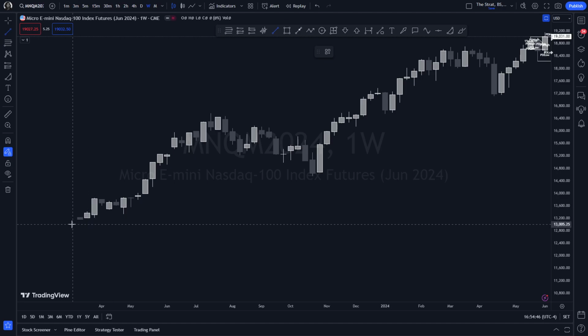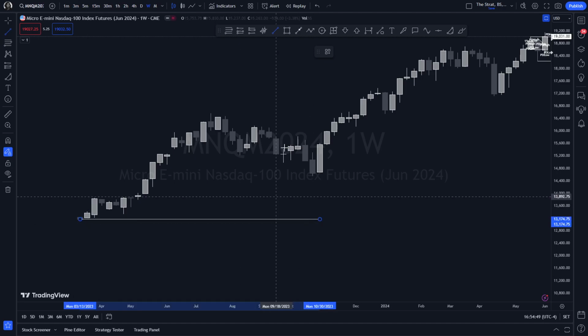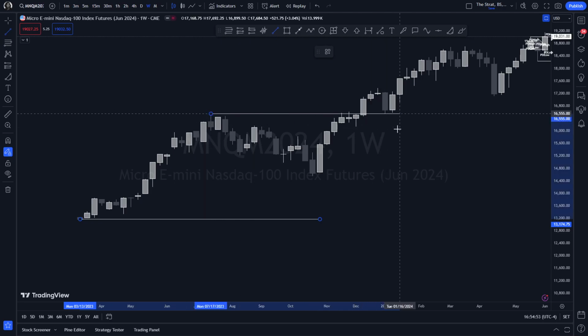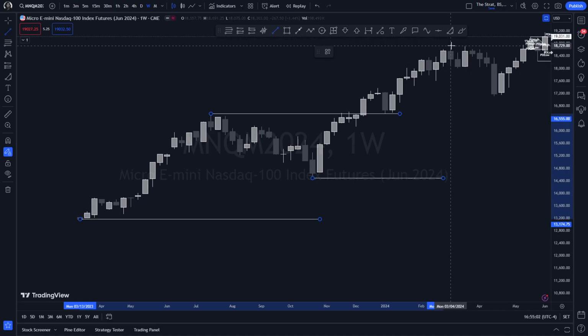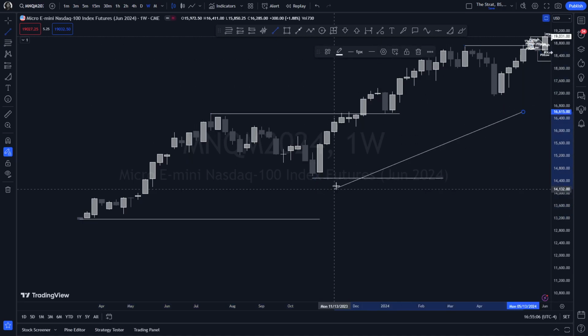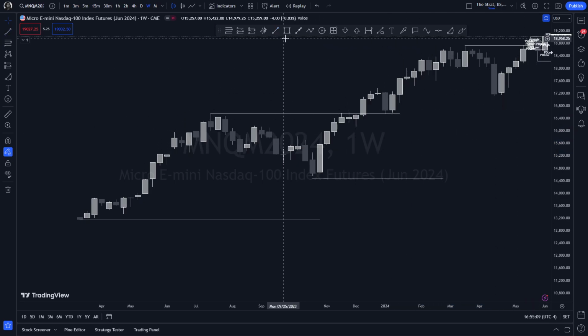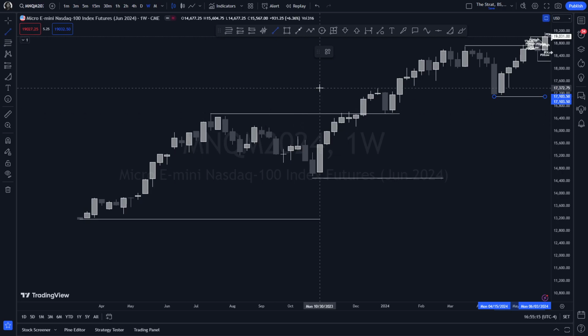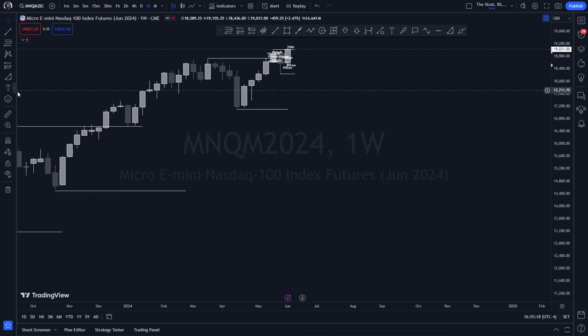So we have a low here. And I'm just doing this on the weekly because it's just easier to see. We have the high here. We have a high, we have a lower high here, and we have a higher high here. And then we have a higher low here. Okay. And so, are you guys able to still see?